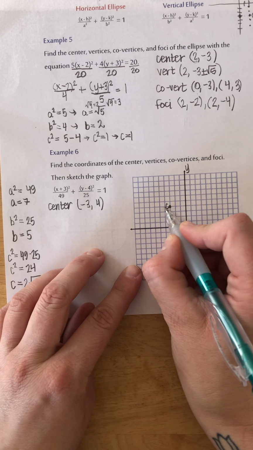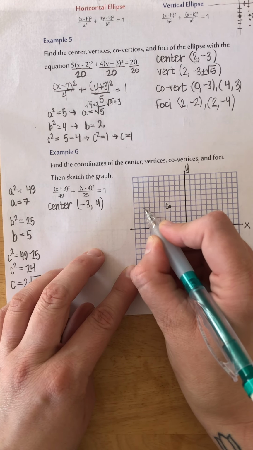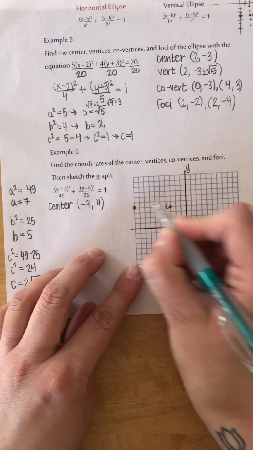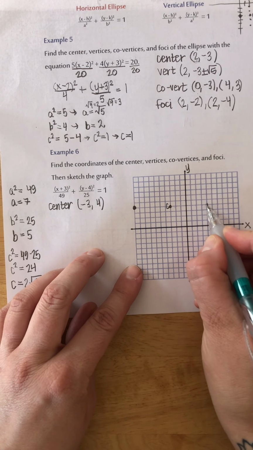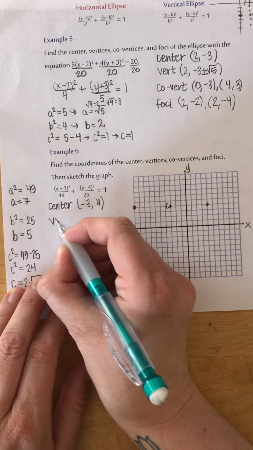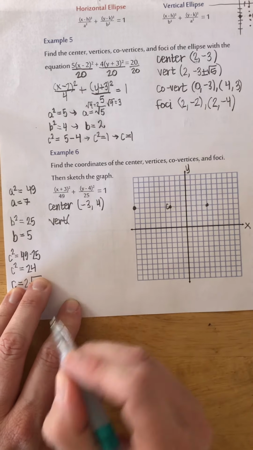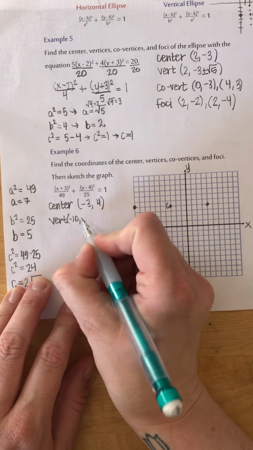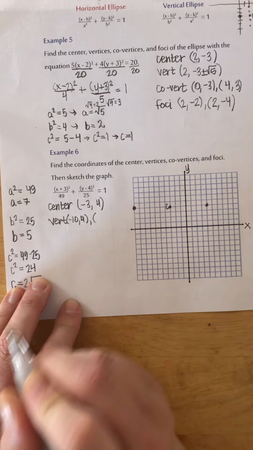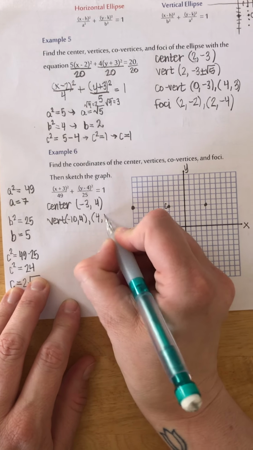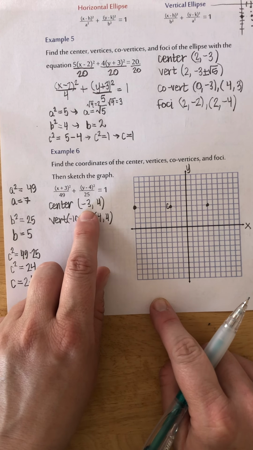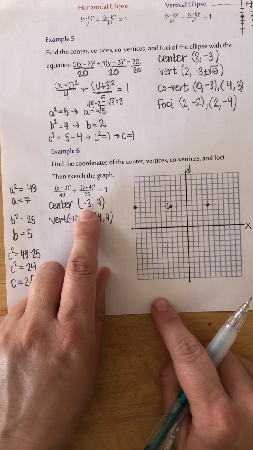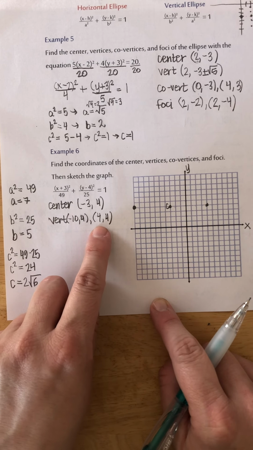So I'm going to go left 7. So 1, 2, 3, 4, 5, 6, 7. And then I'm going to go right 7. 1, 2, 3, 4, 5, 6, 7. So let me go ahead and write those coordinates down. So I have -10, 4, and then I have 4, 4. Again, what happened? We went left and right. So we took the x coordinate of the center and we subtracted 7 and we added 7.